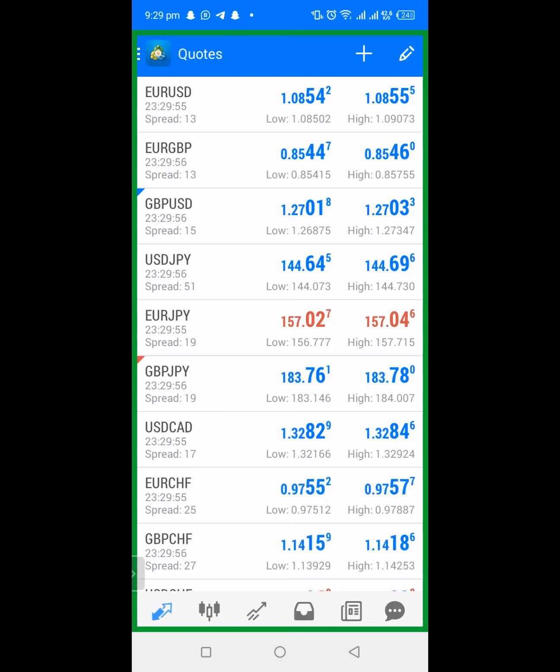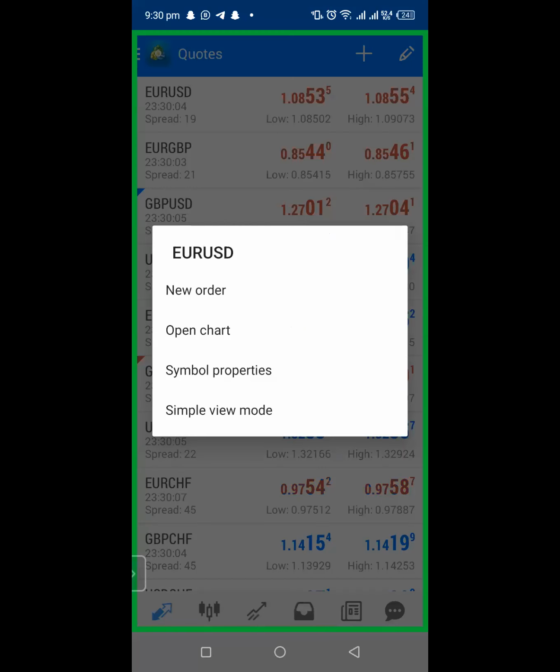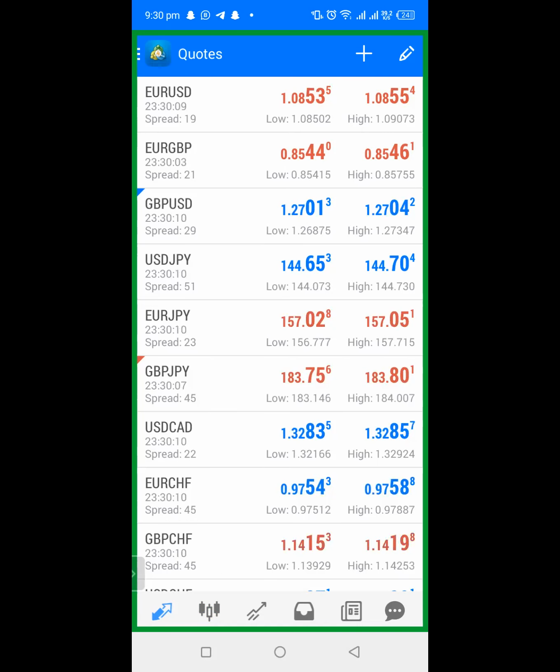Now listen. If you look at, let's use Euro USD as an example. If you look at Euro USD, there are some things reading under. Those things reading under, I want to show you that there's something called spread. Now, what is spread? Spread is the difference between the ask price and the bid price.